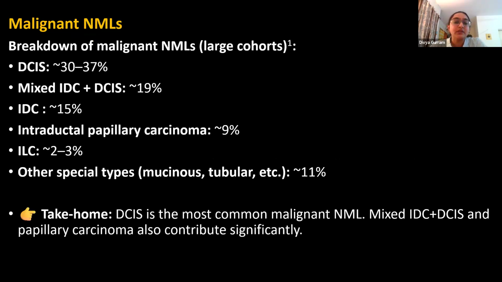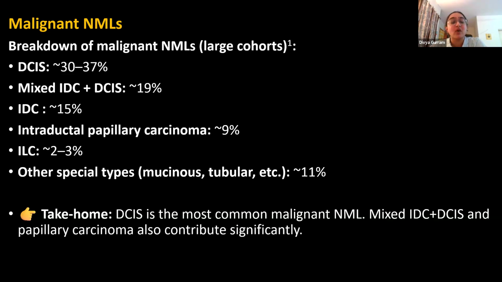Coming to what the etiology of non-mass lesions could be. A lot of large cohort studies which have been done on non-mass lesions have shown that the main malignant etiology implicated in non-mass lesions is DCIS, ductal carcinoma in situ, and it accounts for almost 37% of non-mass lesions. Trailing behind, we have invasive ductal carcinoma with a ductal carcinoma in situ component as well. And even invasive ductal carcinoma can present as non-mass lesions.